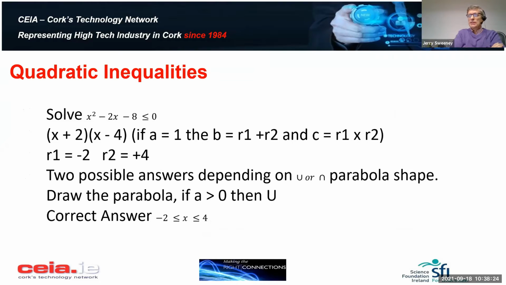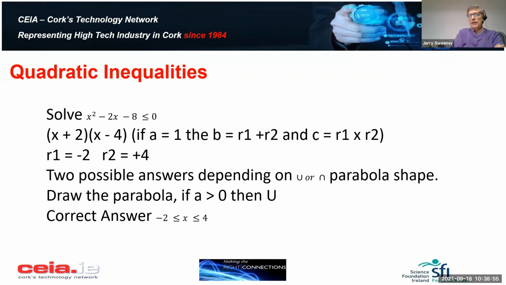And this is a problem where we're asked to solve the inequality. So Paul brought this up last week. An inequality is where you have a less than or equal to sign rather than an equal to. And we're asked to find out where x squared minus 2x minus 8 is less than or equal to 0.